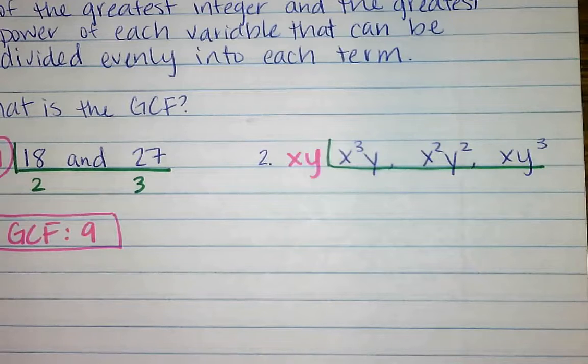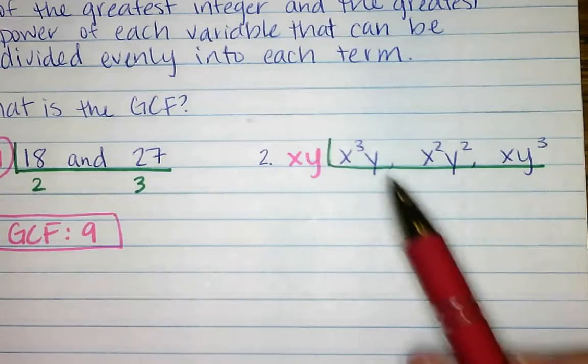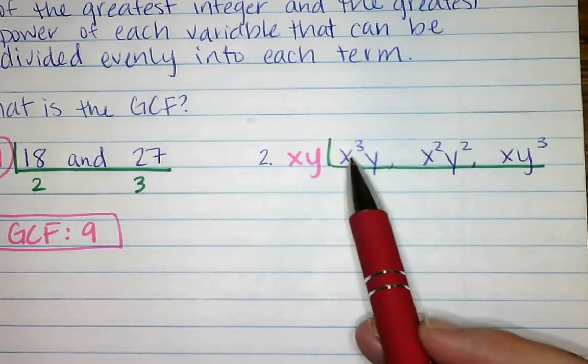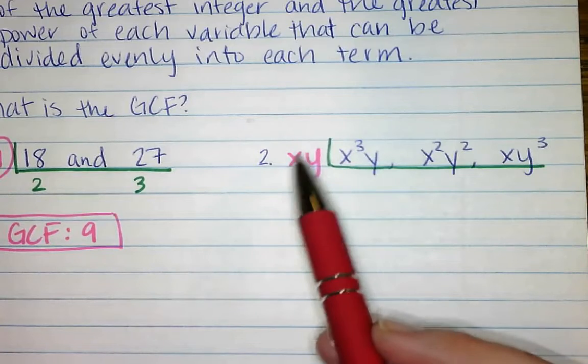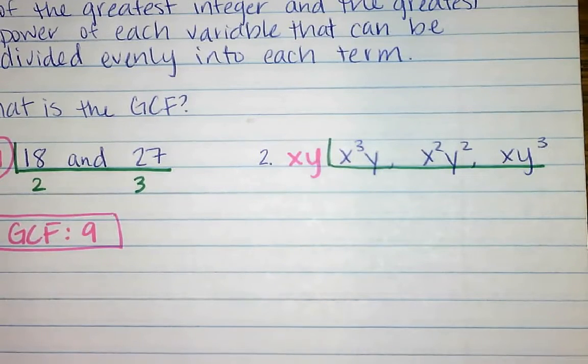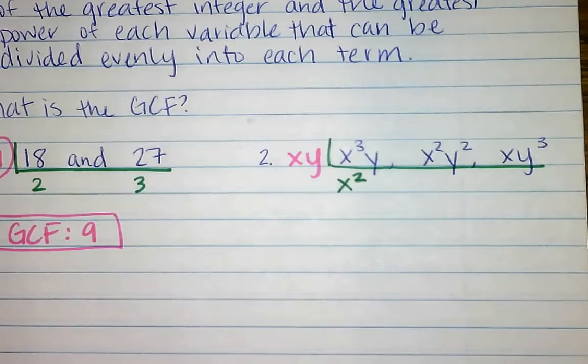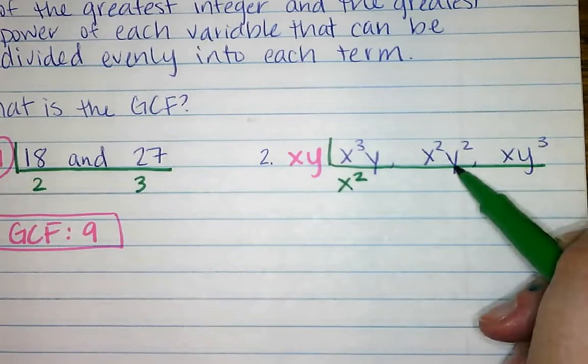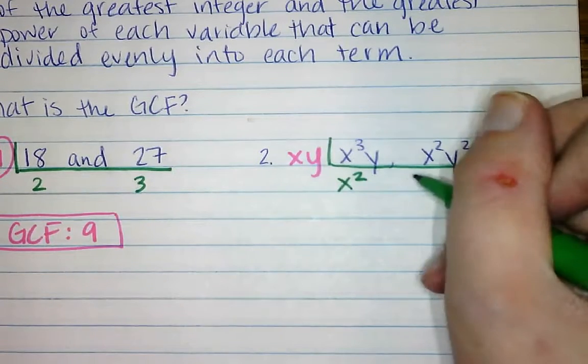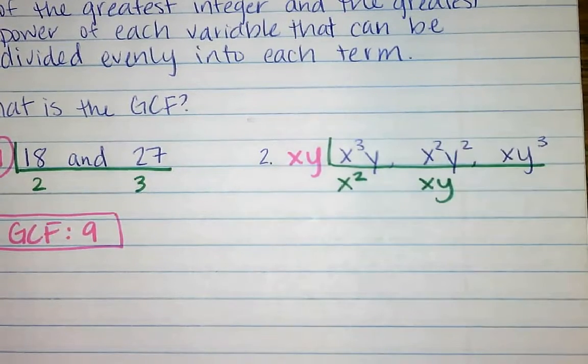No. So then we think to ourselves, well guys, what is x cubed y divided by xy? Well, that's going to be x squared. And the y cancels out. Okay? And then we go here, x squared y squared divided by xy is just going to be xy.